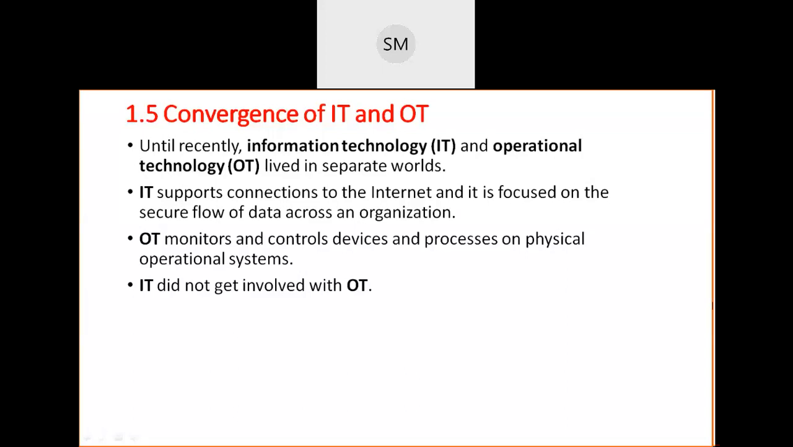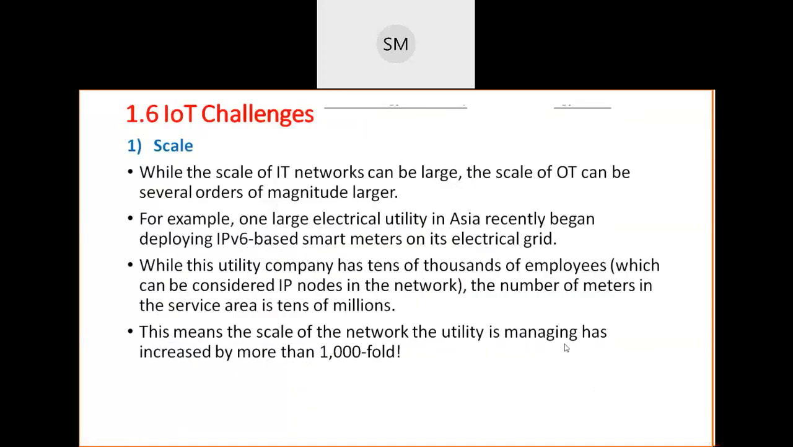Okay, in the previous class, we completed two small topics: the convergence of IT and OT. It means that if the IT team and the OT team work together, they will succeed along with the success of IoT. In fact, IoT forces these two teams to work together. We have also studied some IoT challenges, five challenges.